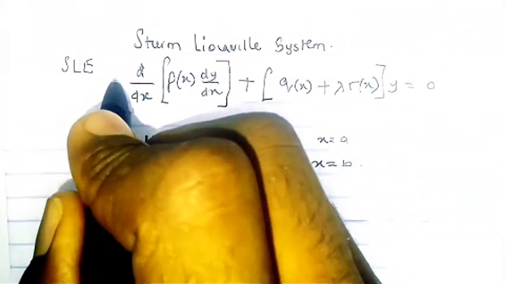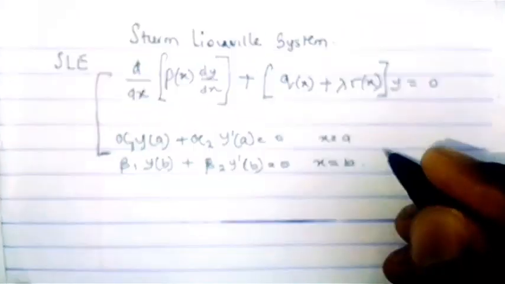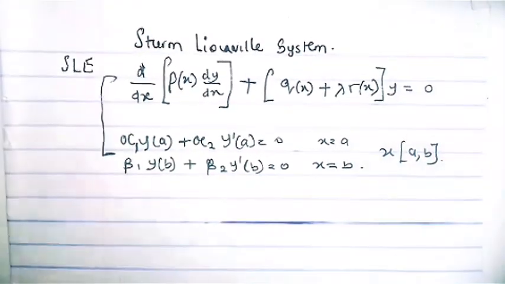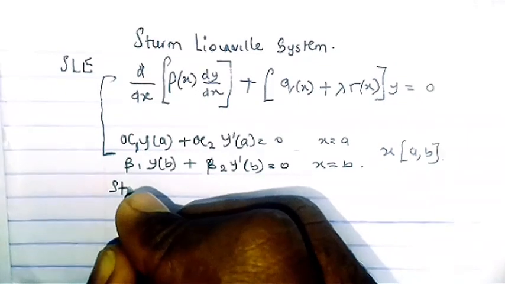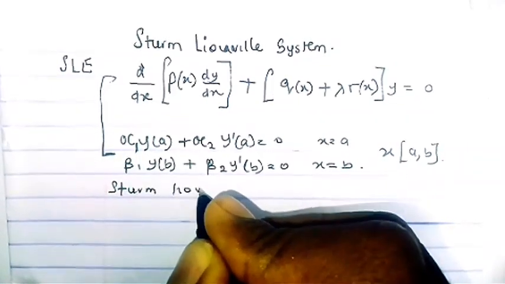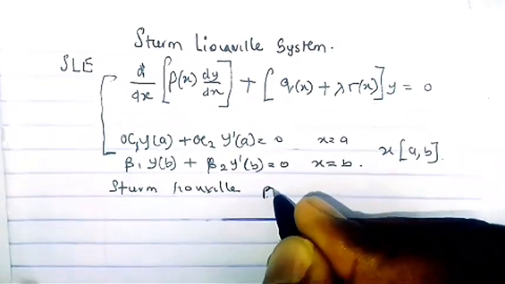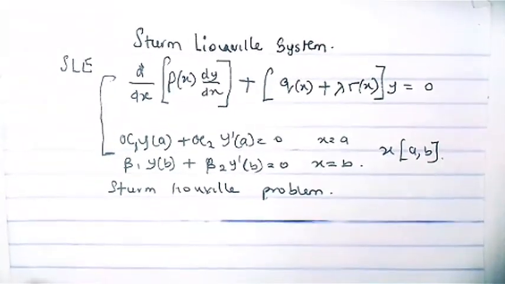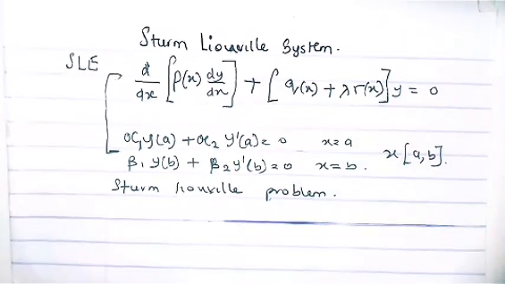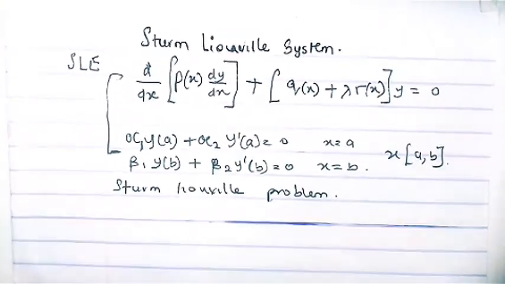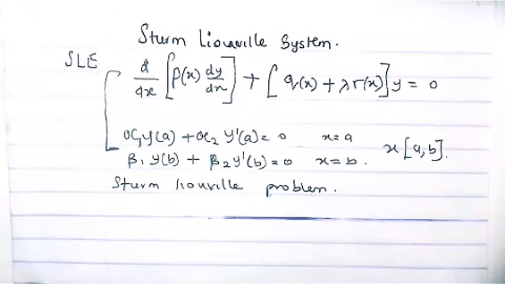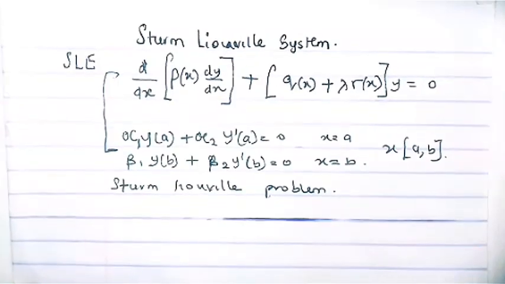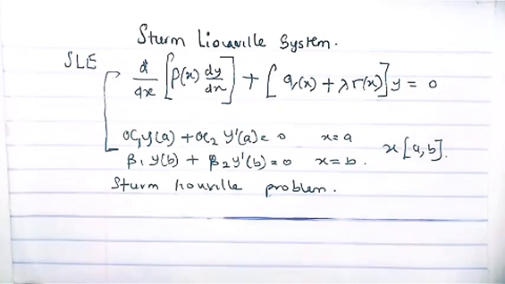So together with this equation and my boundary condition, where x is in the interval [a, b], I have what is called the Sturm-Liouville problem. So like I said, the Sturm-Liouville problem is the combination of the Sturm-Liouville equation and the boundary condition, from which we will be asked to find the eigenvalues and the eigenfunctions.